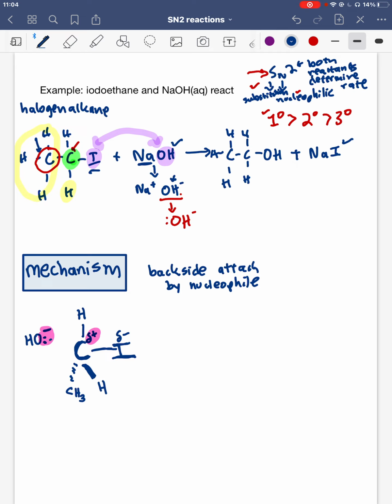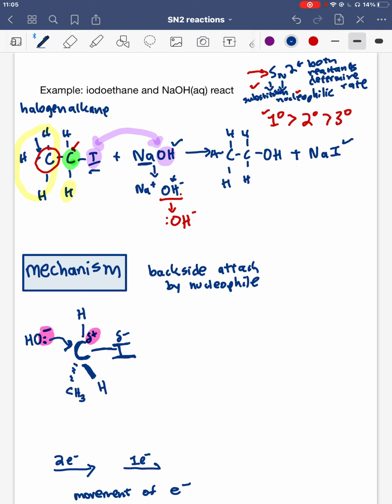My nucleophile is going to do a backside attack to my carbon. It's going to attack the carbon. So I'm drawing the nucleophile attacking the carbon. Remember that in a mechanism, arrows indicate the movement of electrons. If I draw a full arrow, that's 2 electrons. If I draw a half arrow, that's 1 electron. So in this case, both of those electrons from that lone pair are going to attack the carbon.